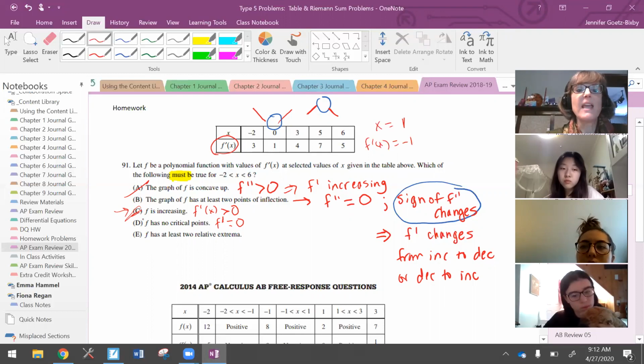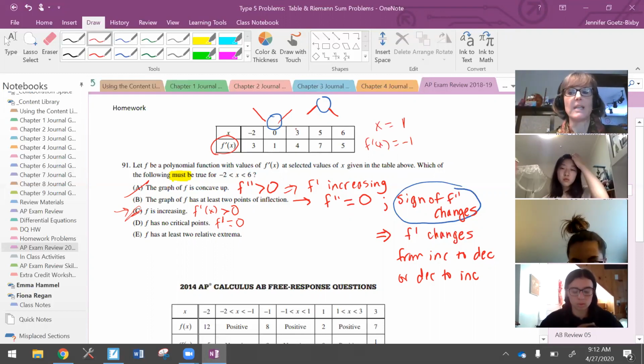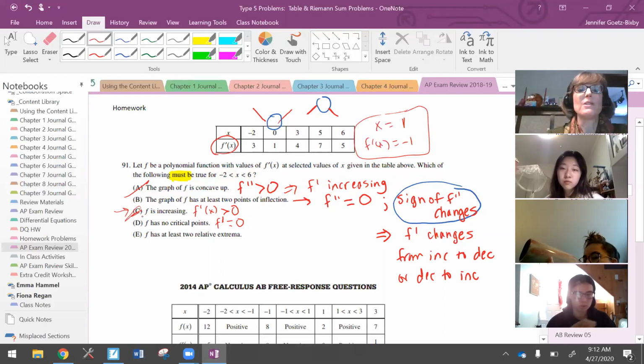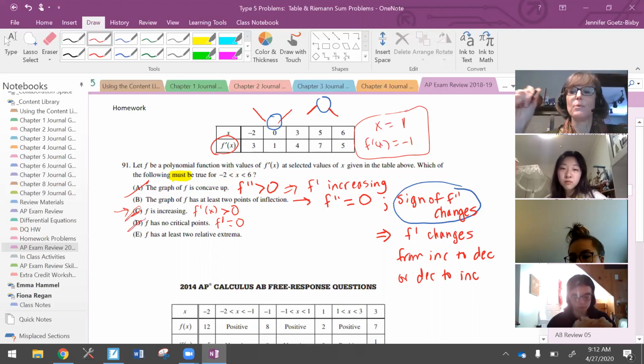And the same thing with D. Yes, it could have critical points, or it could not have critical points. The way it's set up right now, F double prime seems to be above the axis the whole time, which would make me think that there are no critical points. But like I just invented this point here for x equals 1, again, there could be critical points. So I can't say that for absolute true.